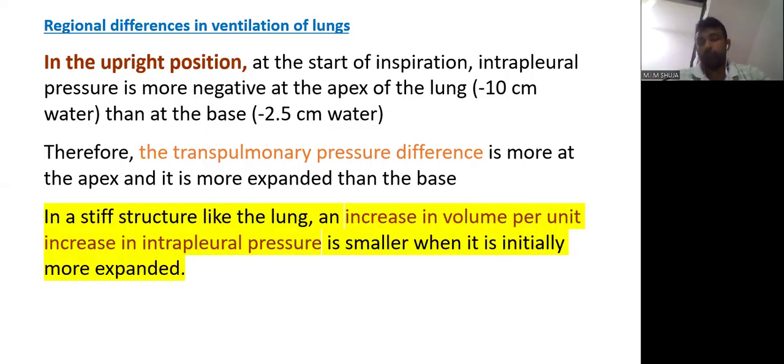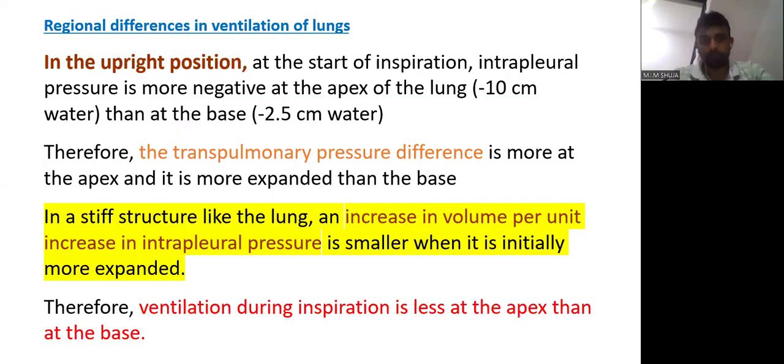Further, if we increase the pressure in the apex of the lung, it is already distended, so it is very difficult to distend further. But in the base, it is small, so when you increase the pressure, it can distend or expand. Therefore, ventilation during inspiration is less at the apex than at the base.